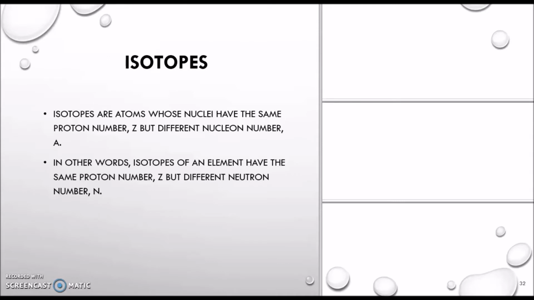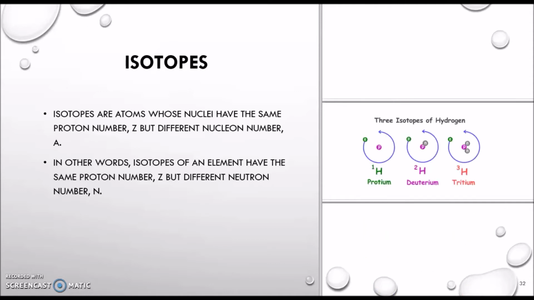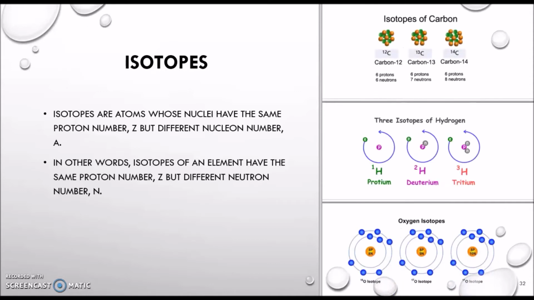Isotopes are atoms whose nuclei have the same proton number but different nuclear number. So the examples are given here. We have isotopes of carbon, hydrogen, and also oxygen.